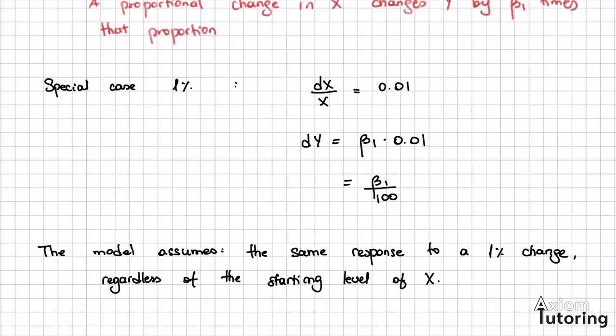To reiterate, in a level-log model, a 1% increase in x is associated with a change in y of approximately beta 1 over 100 units.